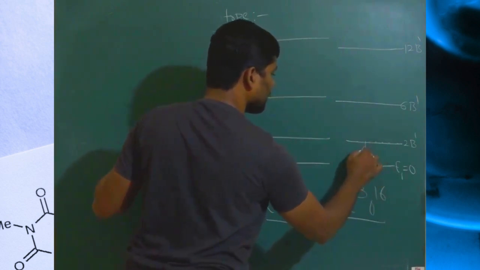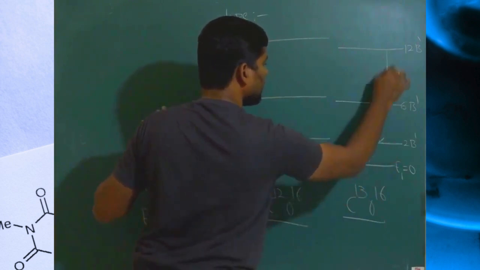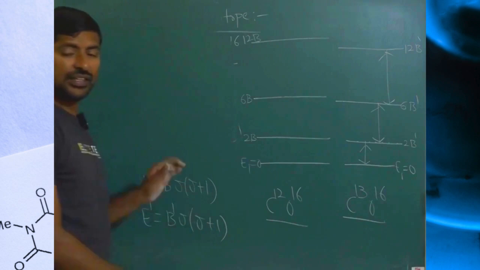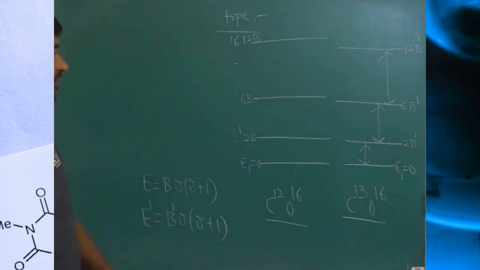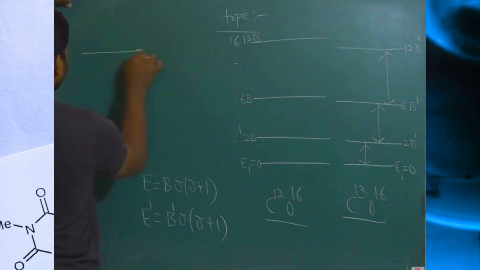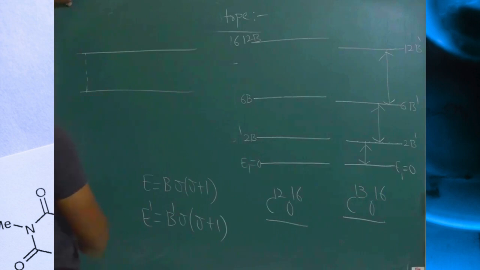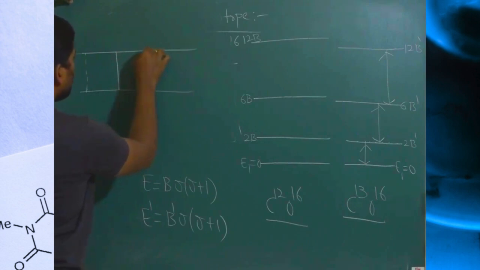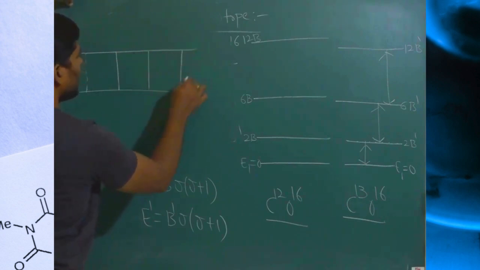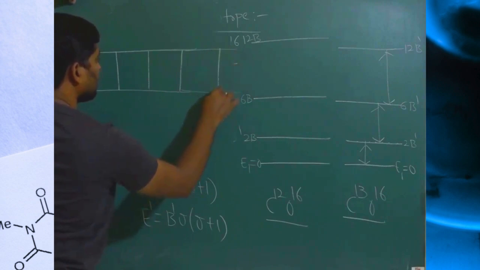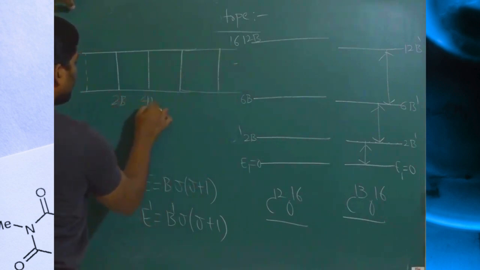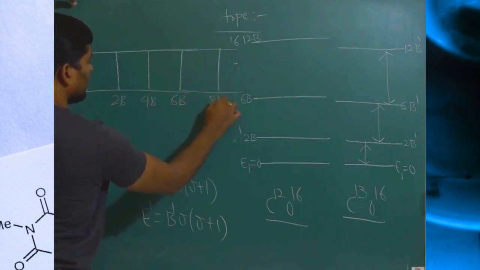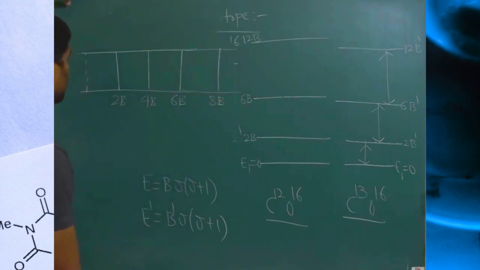2B dash, the gap is what here? 2B dash, next one 4B dash, next one 6B dash. The signals are observed at 2B dash, 4B dash, 6B dash. So if you compare, this is just 0 I am taking for reference. In the case of C12O16, we will get signals at 2B, 4B, 6B, 8B, and so on. In the case of C13O16, we will get at 2B dash, 4B dash, 6B dash.